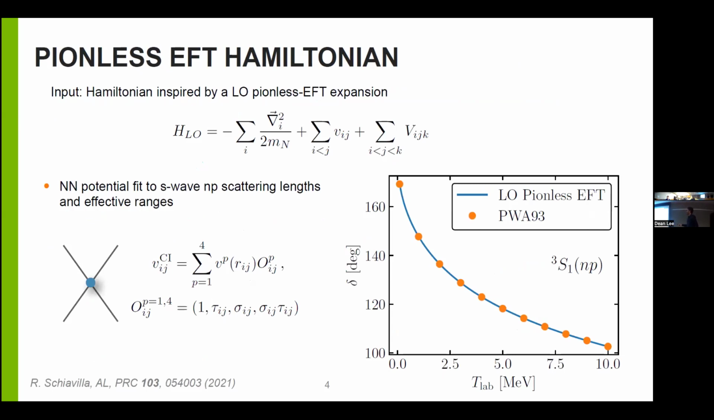It's a Hamiltonian with the kinetic energy, two- and three-body forces that somehow capture some of the complexity of realistic nuclear forces. These potentials are inspired by pionless EFT, but are not strictly speaking pionless EFT, because we take a finite range and fit both the coupling and the range to reproduce the scattering length and the effective range in the NP channels, both the triplet and the singlet.